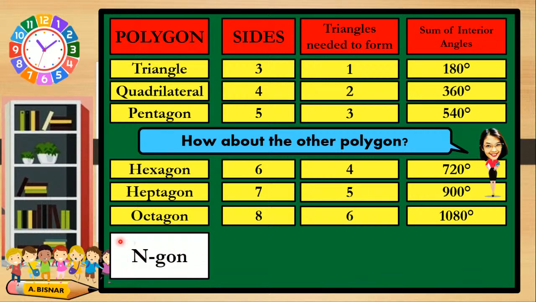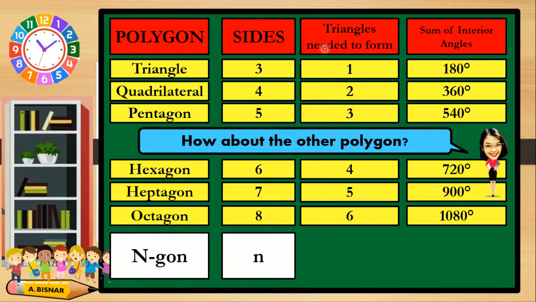N-gon. Now, if this is the n-gon, then the number of sides will be n. So, halimbawa, ito ay 30-gon, which means 30-sided polygon. So, pag kinabisa kasi natin lahat ng names ng polygons, mahihirapan tayo. So, we can just replace by the number of sides, 30-gon. And then, we will have how many sides? Edi 30 din. Now, what do you observe with the triangles needed to form?